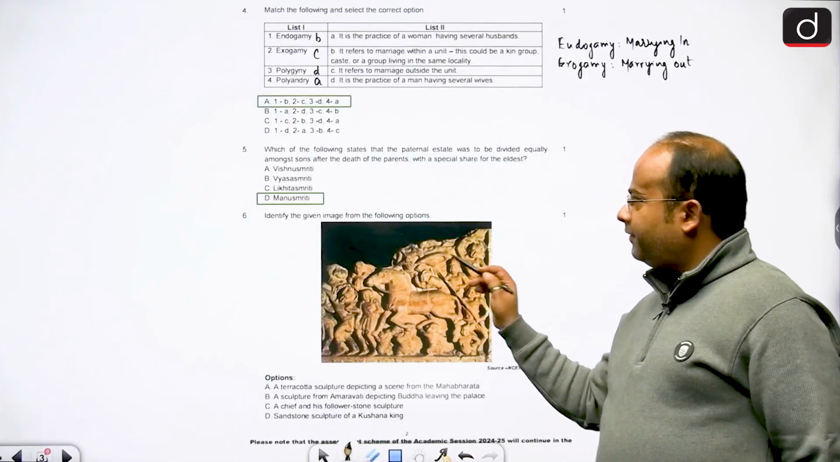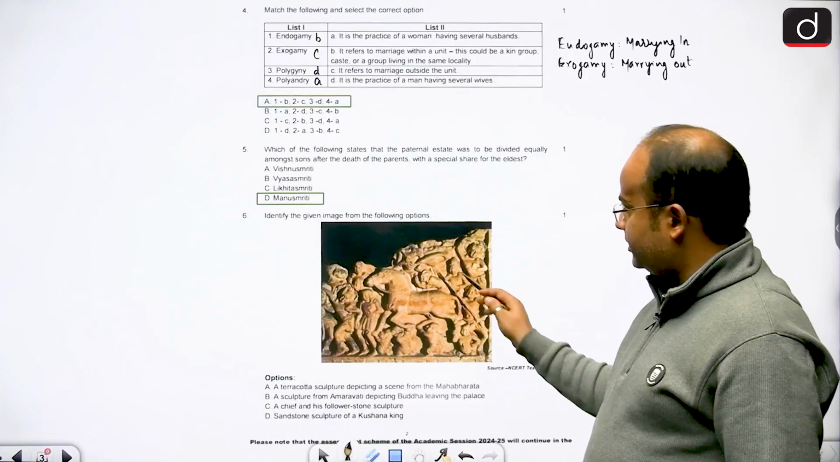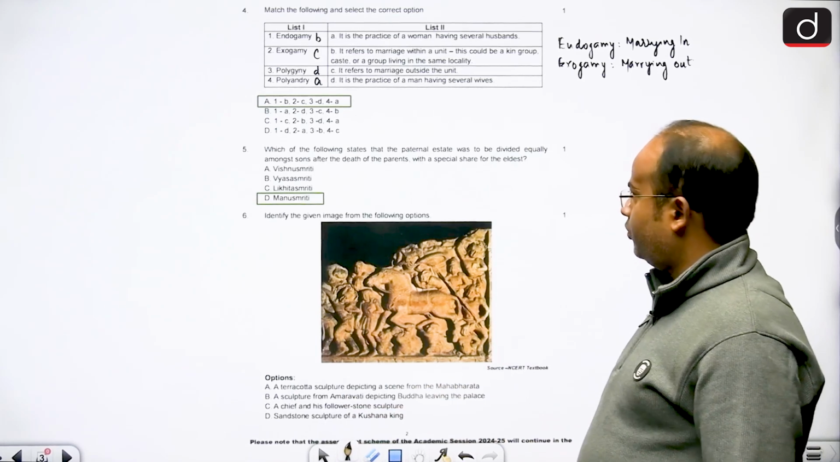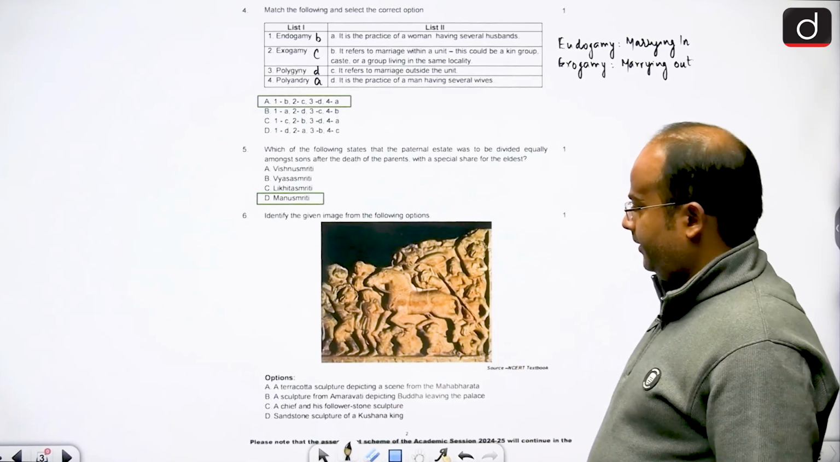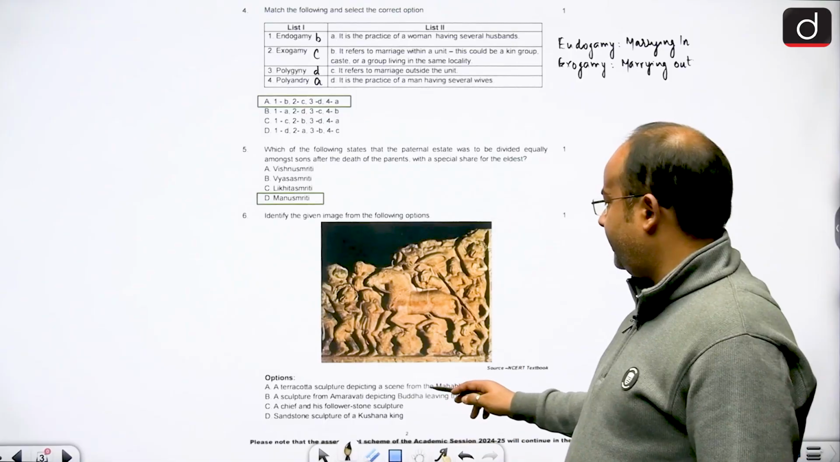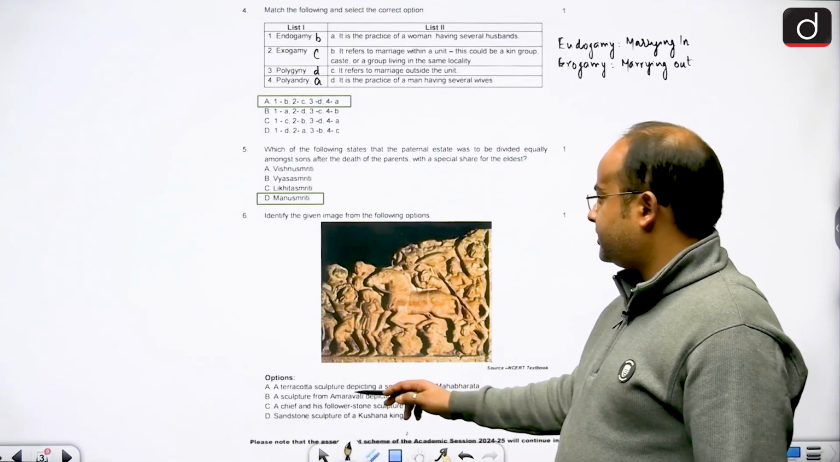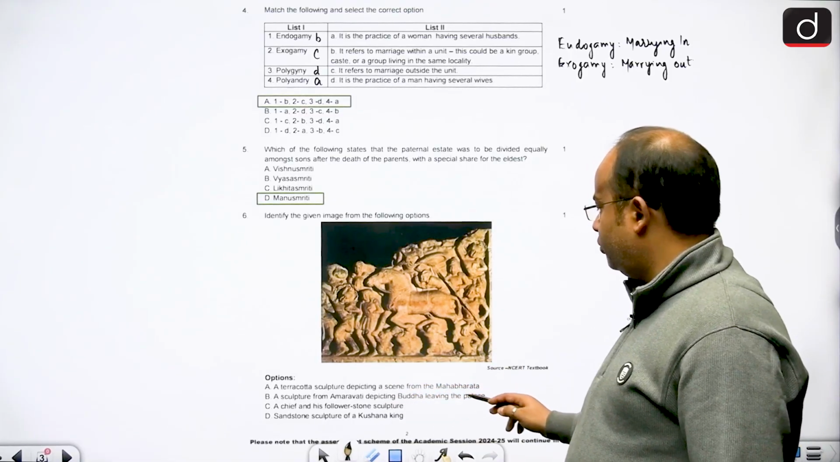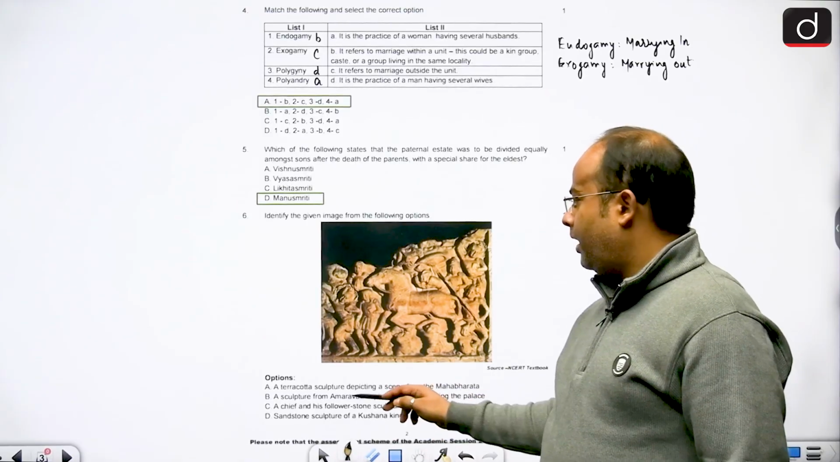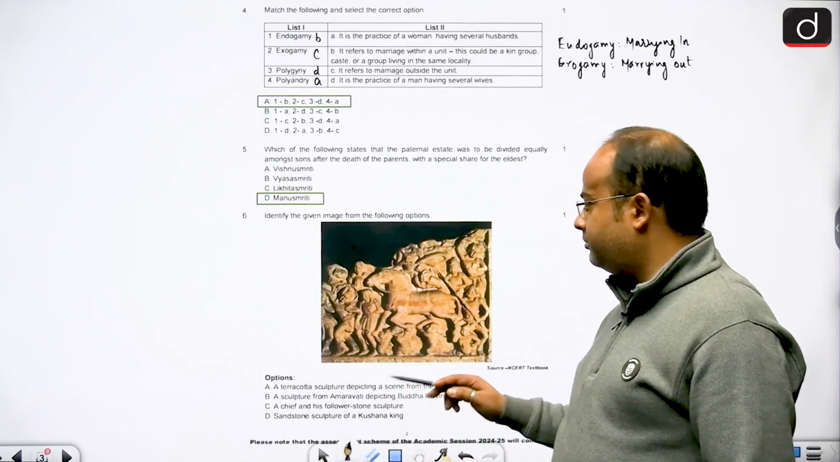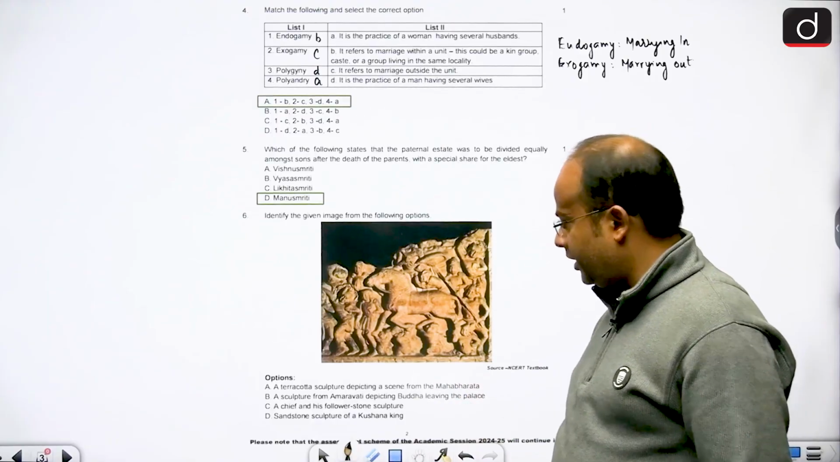Now identify the image from the given options. This is the image given in the question, and you have to identify it: a terracotta sculpture depicting a scene from Mahabharata, a sculpture from Amravati depicting Buddha leaving the palace, a chief and the follower stone sculpture, or a sandstone sculpture of a Kushan ruler.